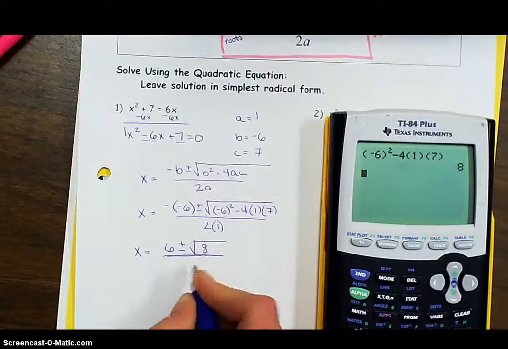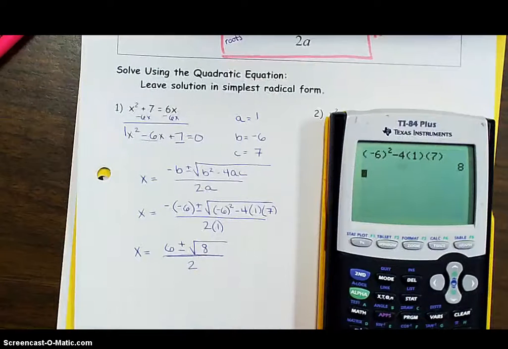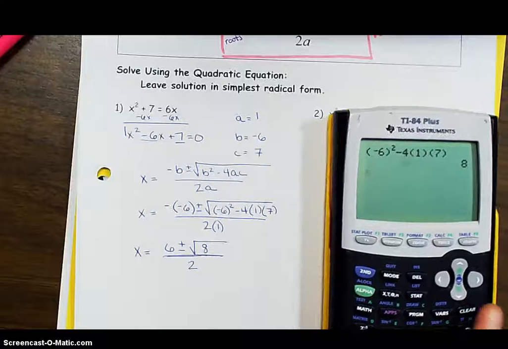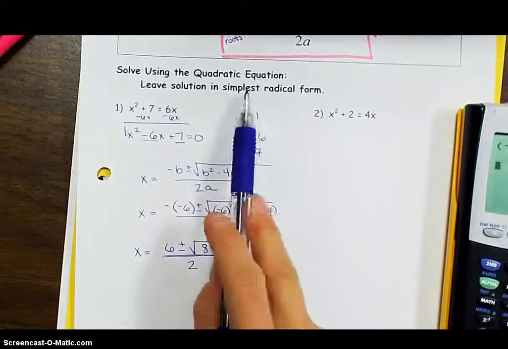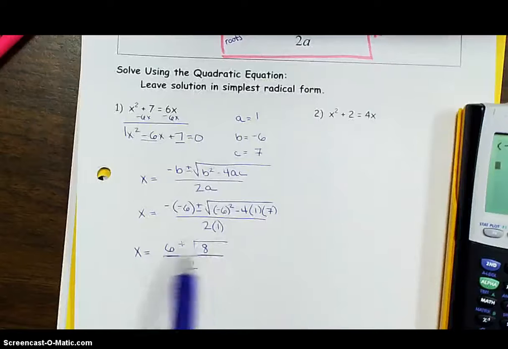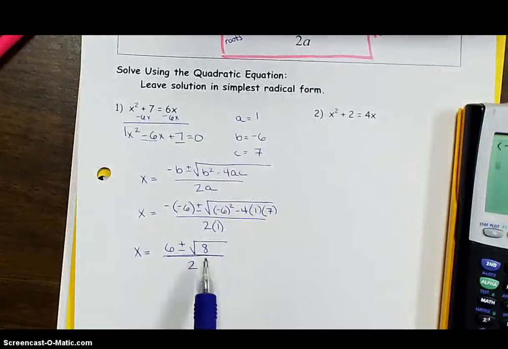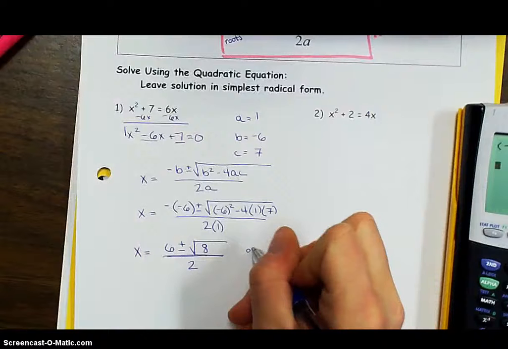All over 2 times 1 is 2. All right, so now we have used our quadratic equation. However, it does say simplest radical form. So what we have to do now is see if we can simplify this at all. So let's think.